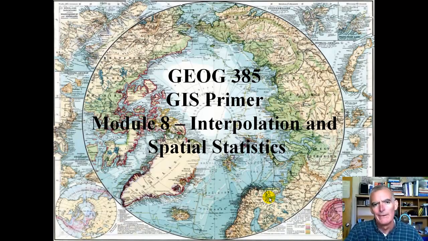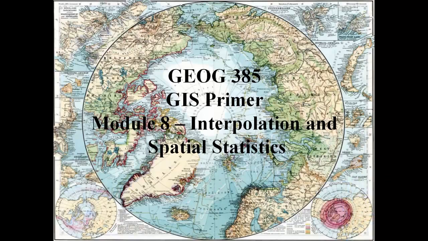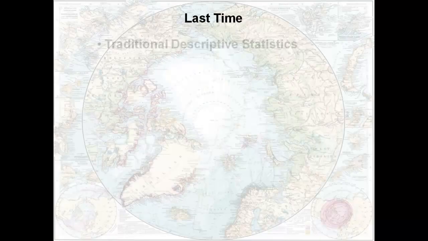Welcome back. This module, as you can tell, is about interpolation and spatial statistics. So I've talked about 4 different methods for doing interpolation so far. There's trend, inverse distance weighted, spline, and natural neighbor. I've got one more to talk about. In order to do that, I had to get your mind ready to go with some statistics.